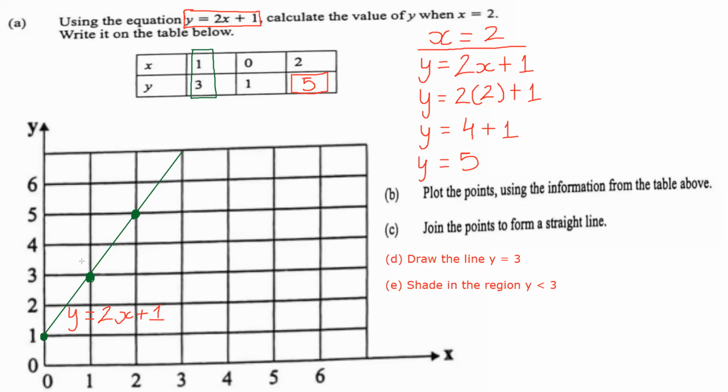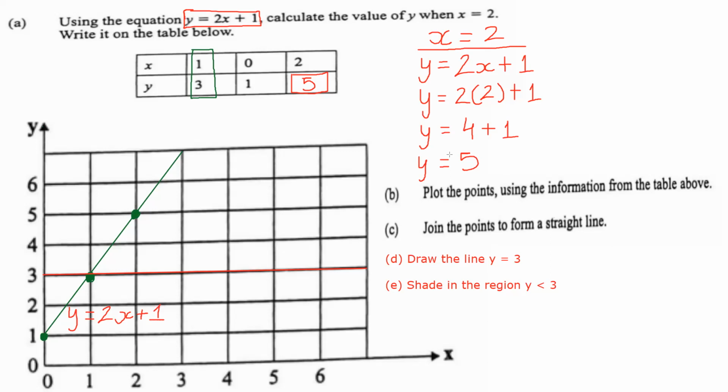Ajani, are you there? Yes. Explain to me how we're going to get the line y is equal to 3. So you have x equals 2 and y equals 2x plus 1. Then you get y equals 4 plus 1, and that gives you 5. Okay, that's how we got 5.